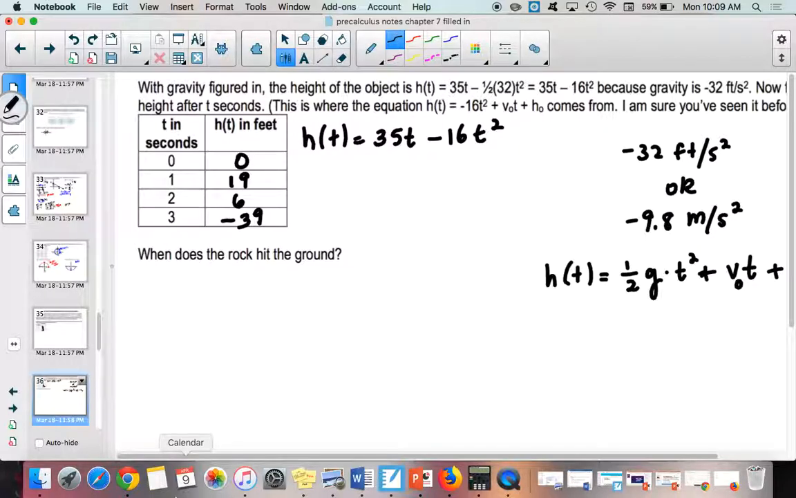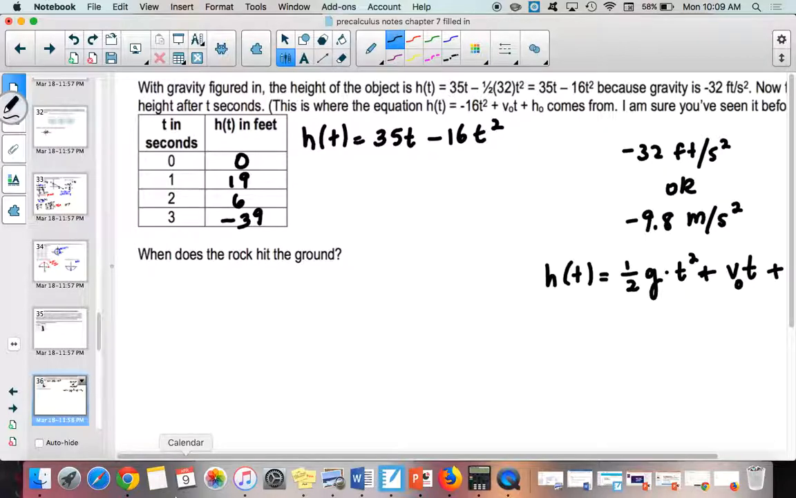Did my golf ball, or whatever this object is, go into the ground? No. Well, it seems like it did. It's at negative 39. What happened? It hit the ground somewhere between what two times? Between 2 and 3 seconds, right? And you can find that. You can plug in 2.5, 2.6, 2.7. You can try to figure out where that is, okay?